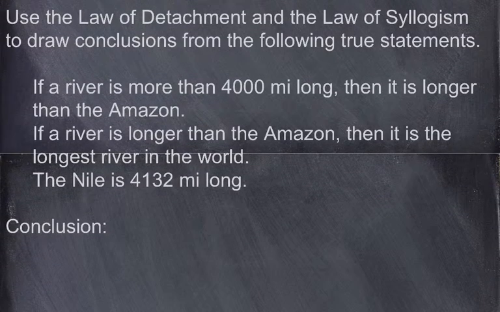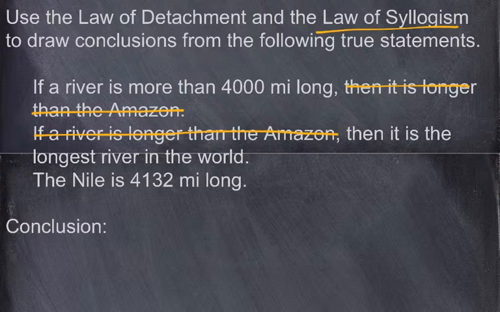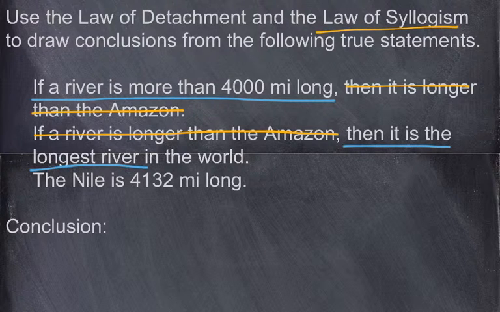So what we're actually going to do is use the syllogism first. If a river is more than 4,000 miles long, then it is longer than the Amazon. If a river is longer than the Amazon, then it's the longest river in the world. So right away, we notice that this conclusion matches up with this hypothesis. So technically we can say if a river is more than 4,000 miles long, this is using the law of syllogism, then it is the longest river in the world. Okay?